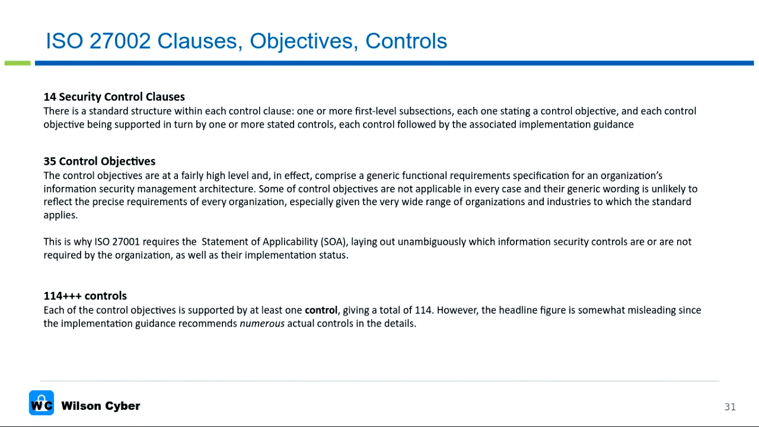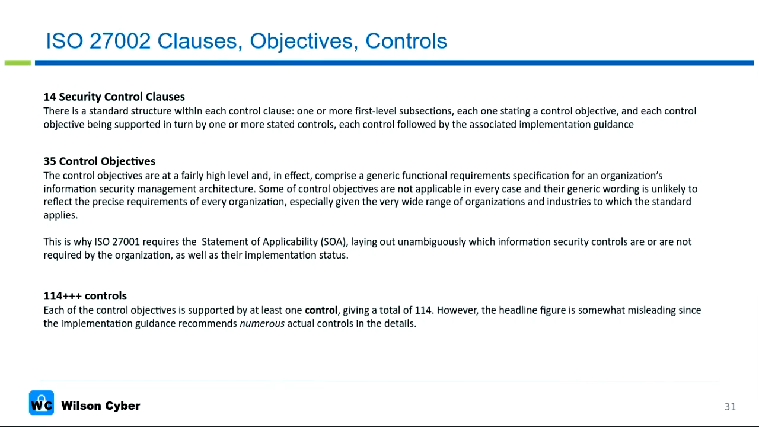So ISO 27002 consists of 14 control clauses, 35 control objectives, which we'll cover, and in addition 114 controls. The standard structure within each control clause is one or more first-level subsections, each one stating a control objective, and each control objective being supported by one or more controls, each control followed by the associated implementation guidance. The 35 control objectives are at a fairly high level and in effect comprise generic functional requirements and specifications for organizations' information security management architecture.